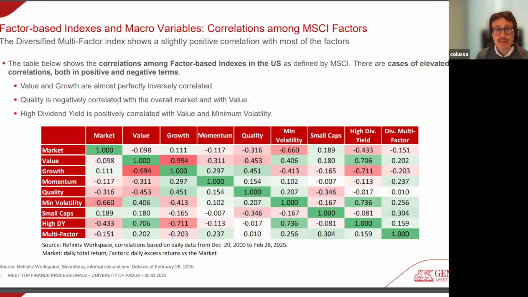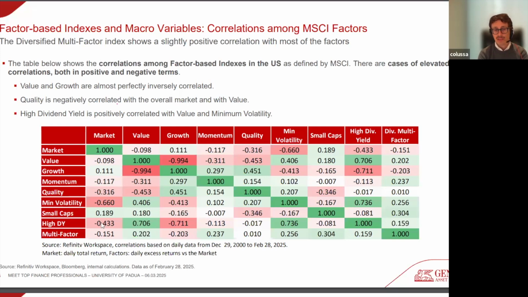What I did here is look at factor indexes in the US, trying to understand the correlation of these factors with the market overall and within the factors. The first column, the one that the Professor is now showing with the mouse, shows the correlation of the factors with the market. Usually you can see that these correlations are decently close to zero.